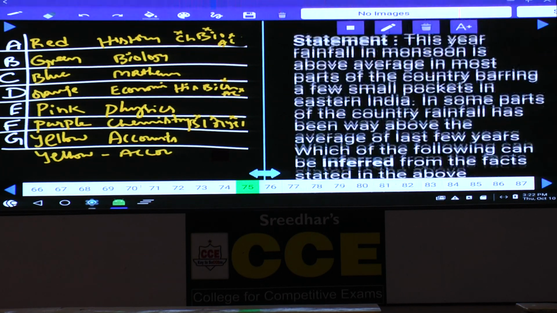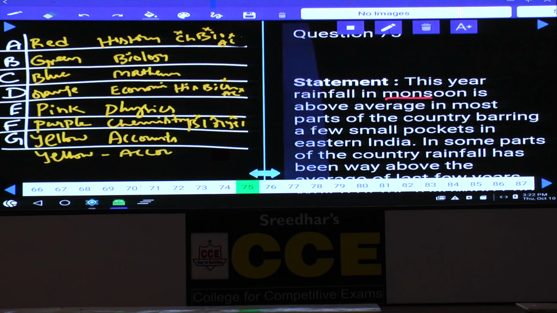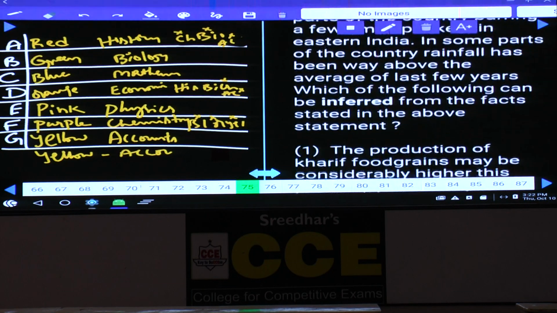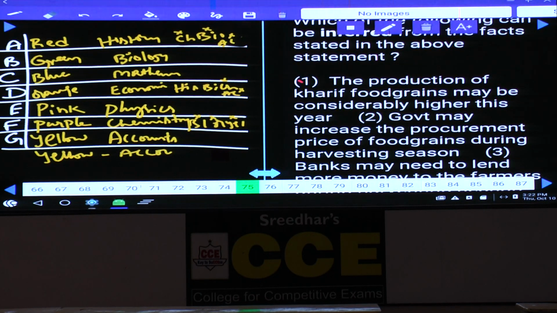Now the above statement clearly specifies monsoon. As monsoon is here, monsoon is followed by what? Kharif season, isn't it? And this Kharif season takes place only in the monsoon. Hence as the rainfall is good, the production of Kharif food grains might also go up. Isn't there every chance of increasing, because a good amount of rainfall is favorable conditions to grow more crops, isn't it?